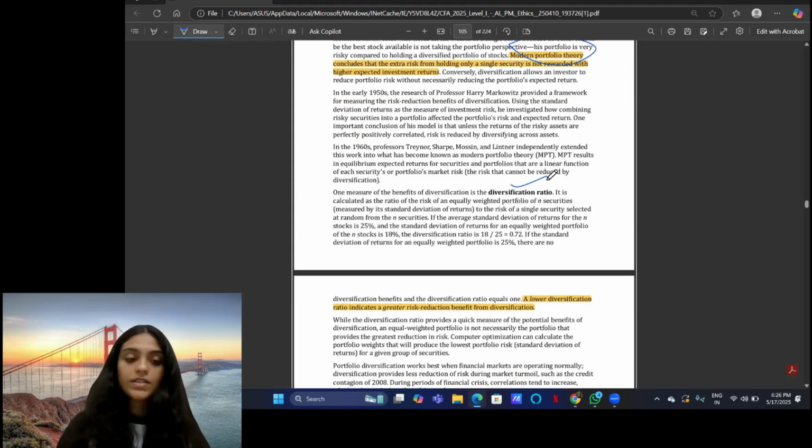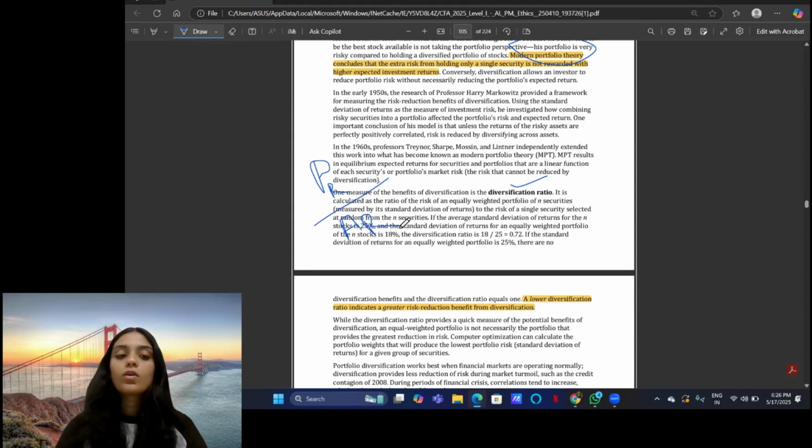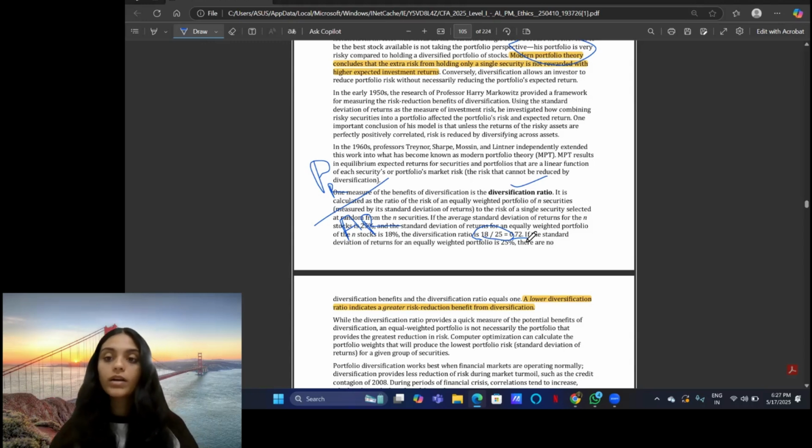So next is diversification ratio. Diversification ratio is portfolio risk divided by individual asset risk. The lower the diversification ratio, the better it is. Because, for example, if you see, it is 18 to 25 and it is given as 0.725. So it is quite low, which means your diversification is way better.